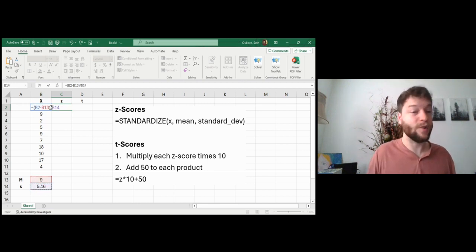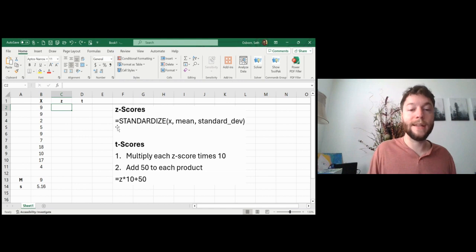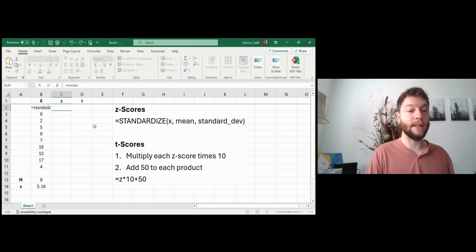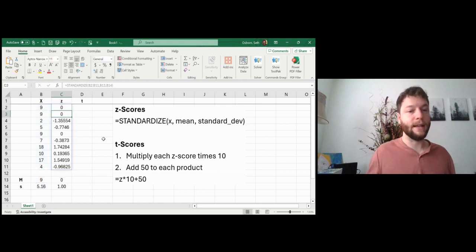And I'm just referencing the cells. You could write in the values yourself if you wanted, but that'd be pretty slow. A faster way is to use this function right here: equals STANDARDIZE, then plug in a given value or set of values, the mean, and then the standard deviation, each separated by a comma. So we'll say this is equal to STANDARDIZE, open parentheses, then just highlight the cells you're interested in, comma, mean, which is 9, comma, standard deviation, which is 5.16, and there you go.